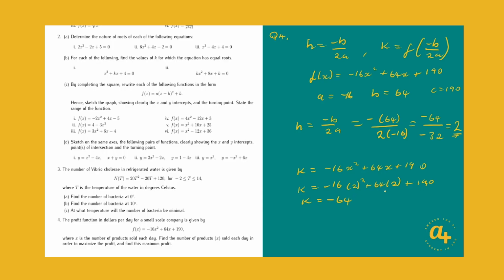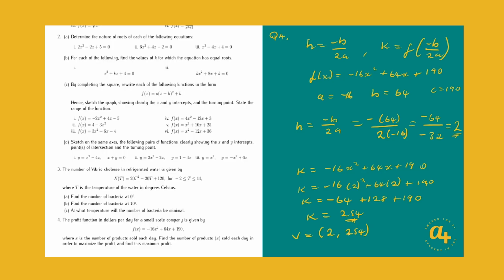So that's what we have here. And then here we know that 2 times 64 is going to give us 128. So we're going to have a positive 128 there. And then we're also going to add our 190 over here. When we simplify this further, our final answer is going to give us 254. This is our final answer. So we have found our k and we have also found our h. Therefore, our vertex is given by the coordinates 2, which is our h, and our k, 254.